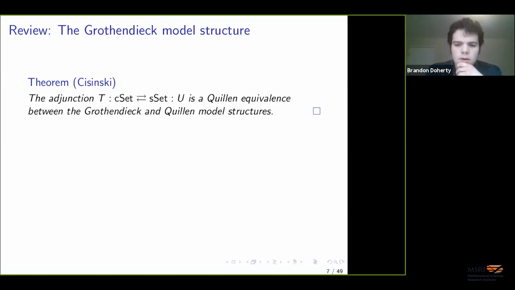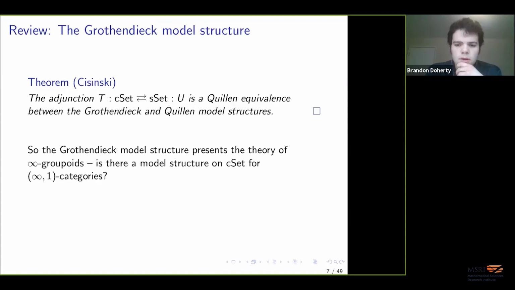And so that shows us then that this Grothendieck model structure presents the theory of infinity groupoids. So we'll use this general overview as our guide in developing a model structure on cubical sets, which will present the theory of infinity one categories. And we'll see many things that are analogous to these basic facts about the Grothendieck model structure, which I've just described.